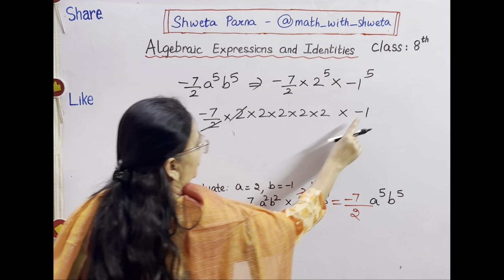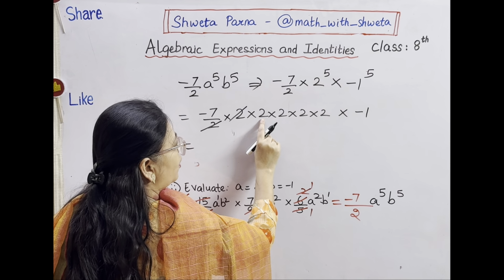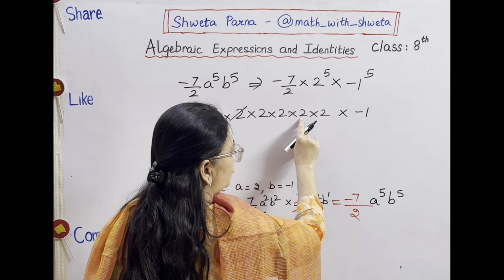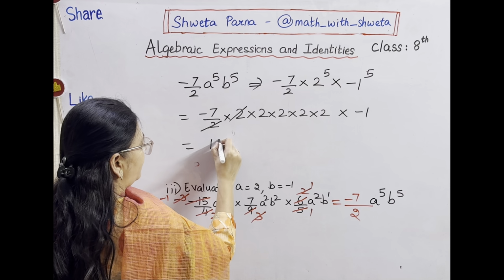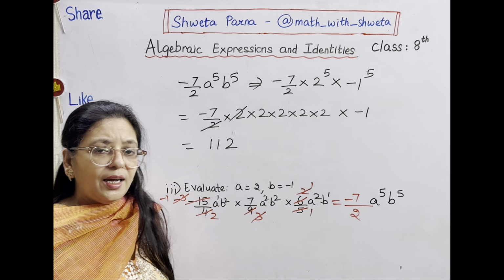Now minus 7 into minus 1 is 7. 7 2s are 14. 14 2s are 28. 28 2s are 56. 56 2s are 112. So this becomes your answer. Okay, I hope it's clear.